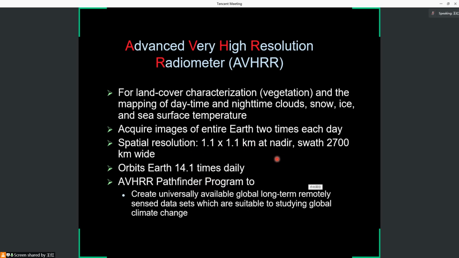But it can cover the globe, orbiting Earth 41 times daily. Because the orbit is very high above our Earth, it can be used to detect the whole globe. I used this image, which covers a very big area, with this data.